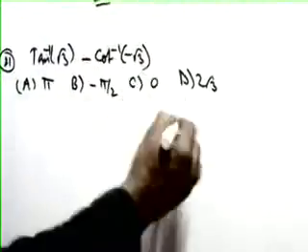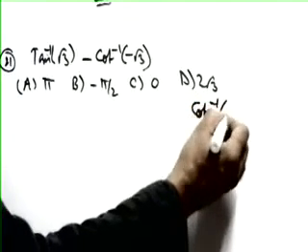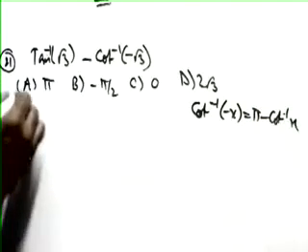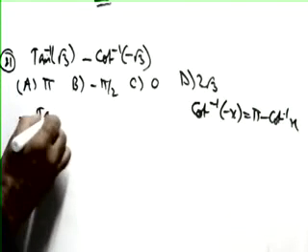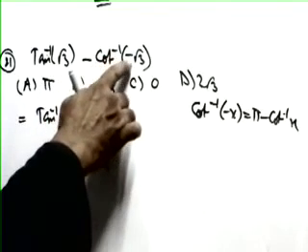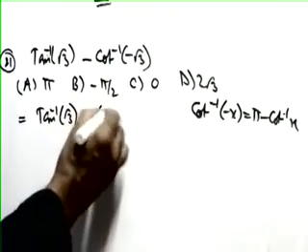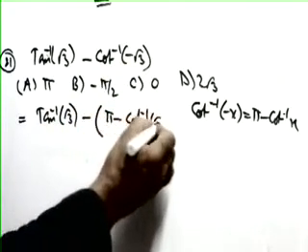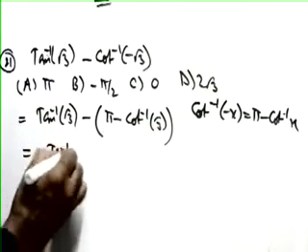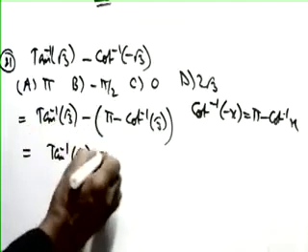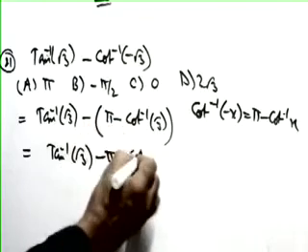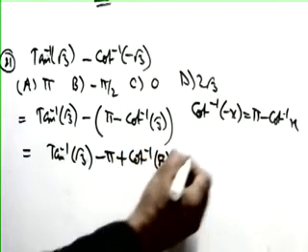Now in the next question, watch carefully. Before going to the question, what is the formula of cot inverse of minus x? It is pi minus cot inverse x. So let me change this one. I'm writing tan inverse root 3 minus cot inverse of minus root 3. Now cot inverse of minus root 3 is nothing but pi minus cot inverse root 3. You multiply with the minus: tan inverse root 3 minus pi plus cot inverse root 3.